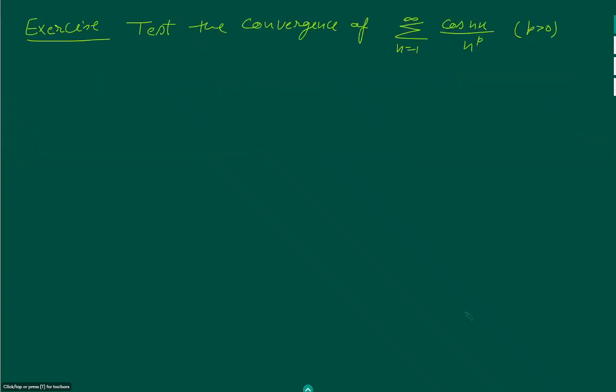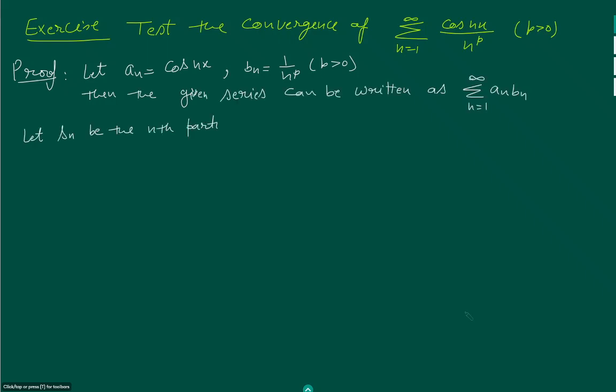So the next exercise is test the convergence of summation cos(nx) over n raised to power p, where n varies from 1 to infinity. So let a_n be equal to cos(nx) and b_n be equal to 1 over n raised to p. Then the given series can be written as summation a_n b_n, n varies from 1 to infinity. Let S_n be the nth partial sum of the series a_n.